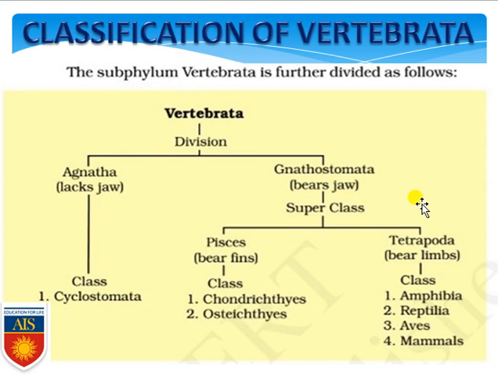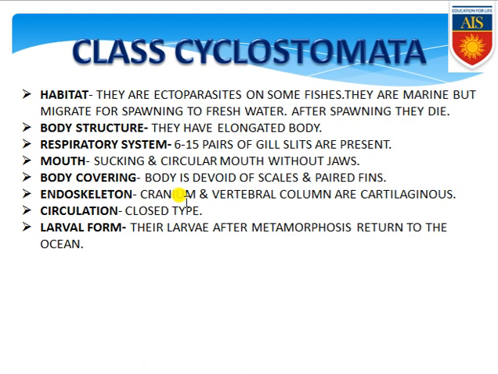So in the next slide we will start discussing Agnatha, that means specifically the class Cyclostomata. Here you can see class Cyclostomata, I have already told that the mouth is circular. So for that reason their name has been given Cyclostomata. Cyclo means circular and stomata means mouth here. Don't mix this stomata up with the stomata which is present in the plant.